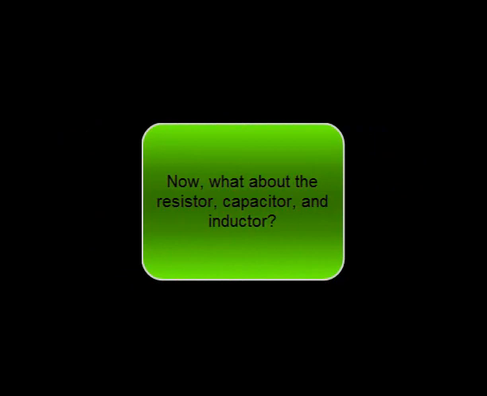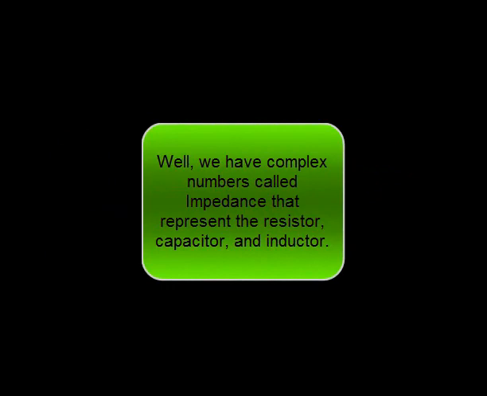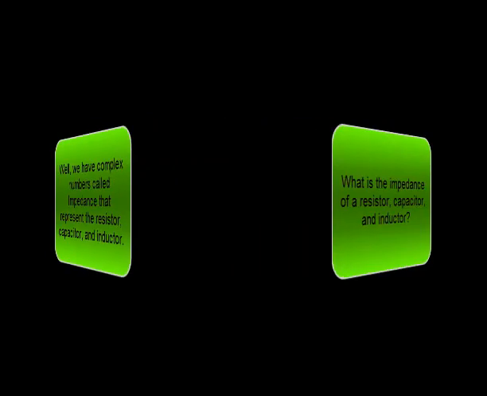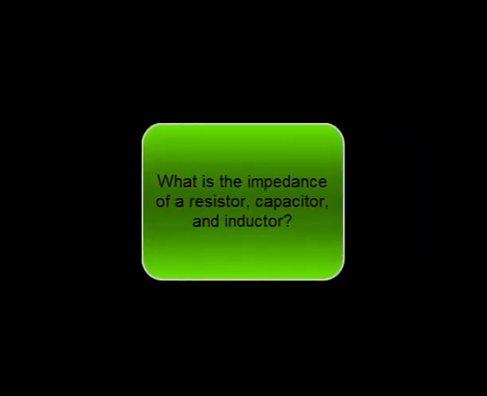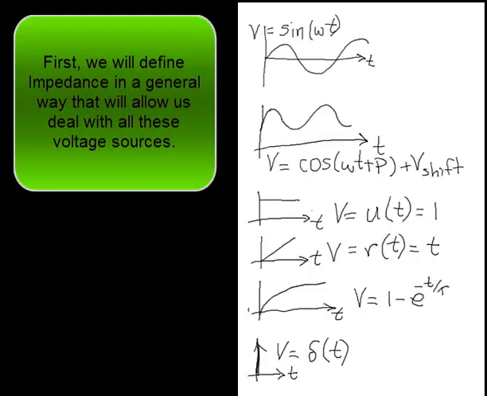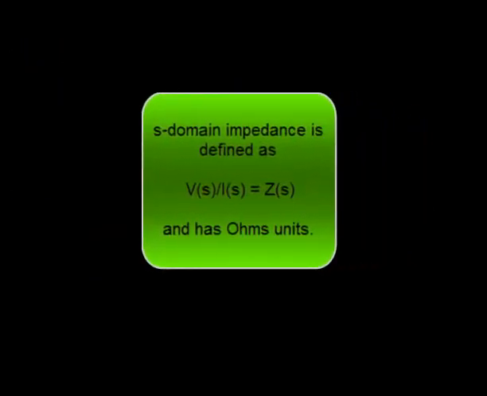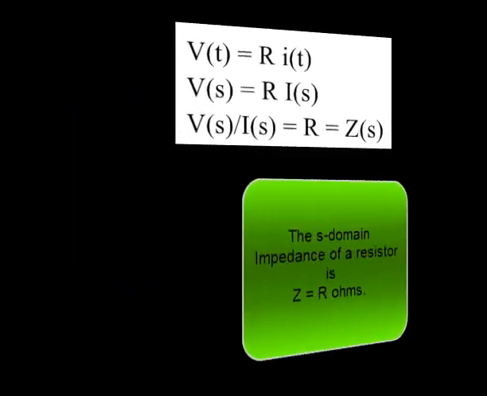Now, what about the resistor, capacitor, and inductor? Well, we have complex numbers called impedance that represent the resistor, capacitor, and inductor. What is the impedance of a resistor, capacitor, and inductor? First, we'll define impedance in a general way that will allow us to deal with all these voltage sources. S-domain impedance is defined as voltage over current, with a symbol of Z and units of ohms.